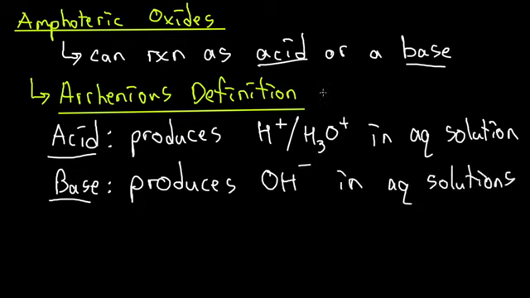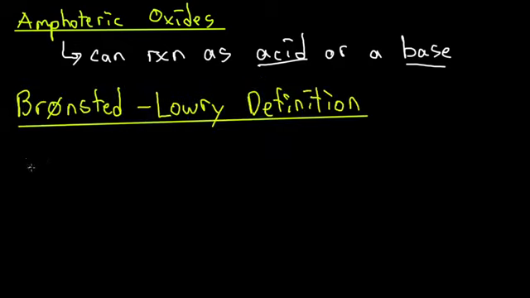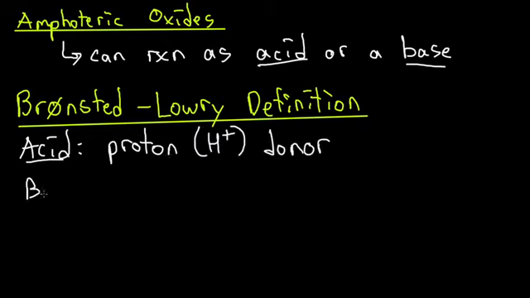Now, Arrhenius' definition is no longer used in modern science. So instead, we came up with a different definition called the Bronsted-Lowry definition. So let's talk about that one next. The Bronsted-Lowry definition is a little bit simpler than that. An acid, according to these scientists, is going to be a proton donor. And a base is going to be identified as a proton acceptor.